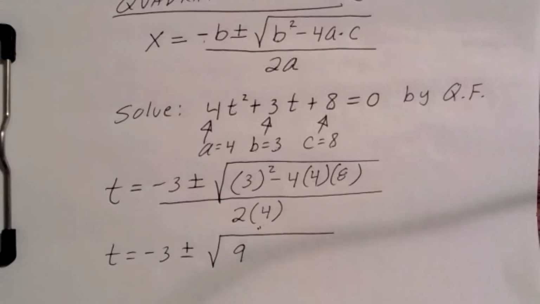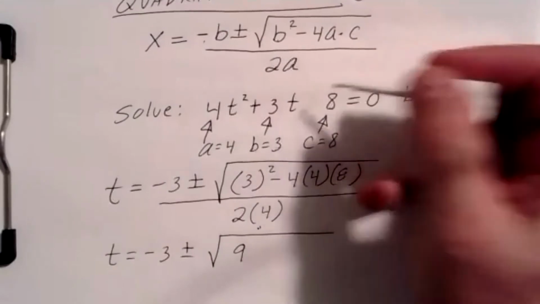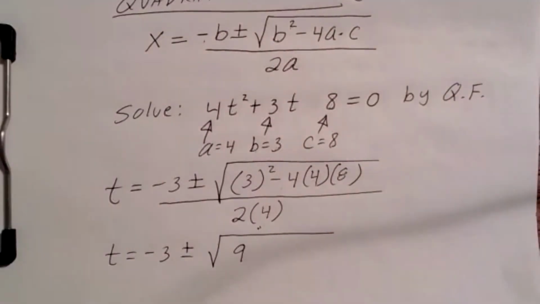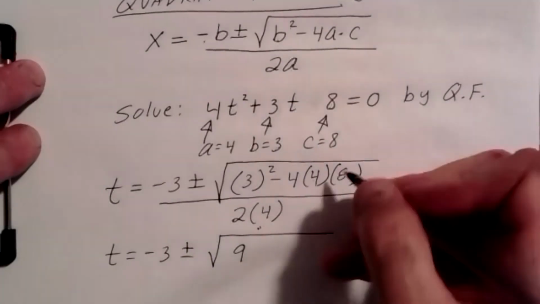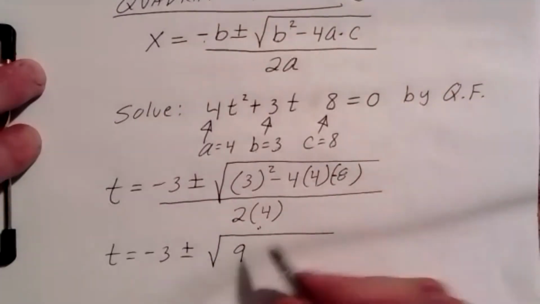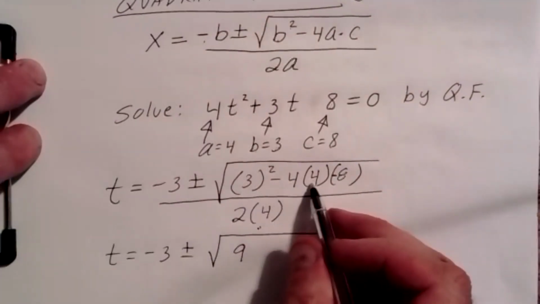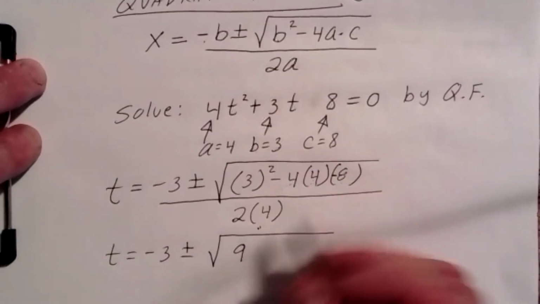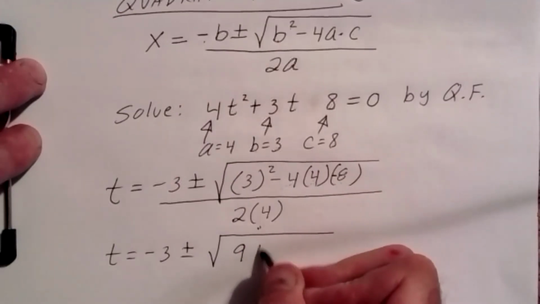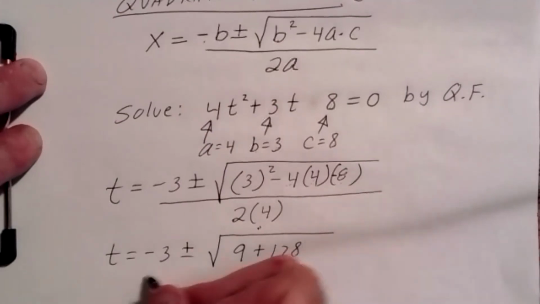Son of a brachiosaurus. Hold on a second. That should be a -8, ladies and gentlemen. We can fix this. All right, no big deal. So that's going to be a -8. So we got 9, subtract 4 times 4 is -16, but -16 times a -8 is plus a 128, I believe.